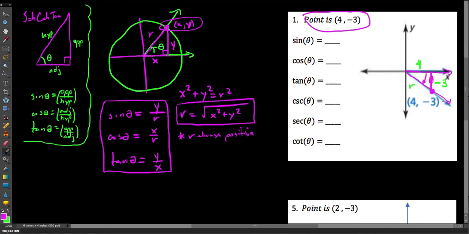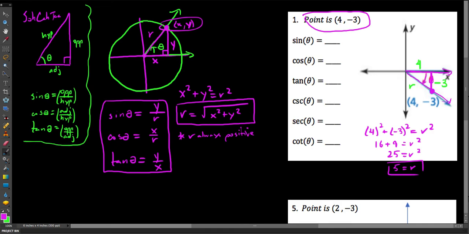Looking at something like this, one of the first things we'll want to do is find the value of r. We say x squared plus y, which is -3, squared is r squared. We would get 16 plus 9 is r squared. It would follow that 25 equals r squared, and that we get plus or minus 5 as the root of 25, but we're going to keep the positive one just because r is always positive.